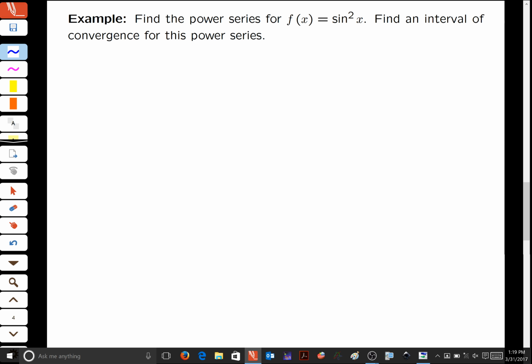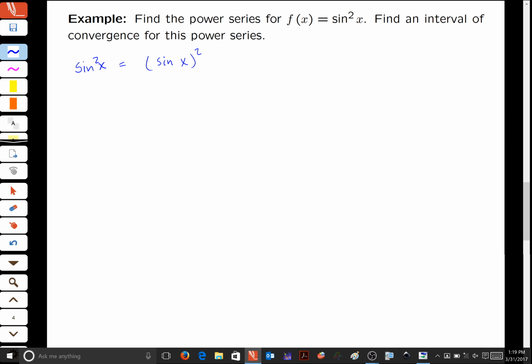Find the power series for f of x equals sine squared of x. Find an interval of convergence for this power series. However, if we look at our tables, we definitely don't have a sine squared on our table. Remember, sine squared is sine x quantity squared. And we really don't want to multiply our two series together. Multiplying series is really painful because you have to do FOIL with an infinite number of terms. This is very problematic. We stay away from that at all costs.